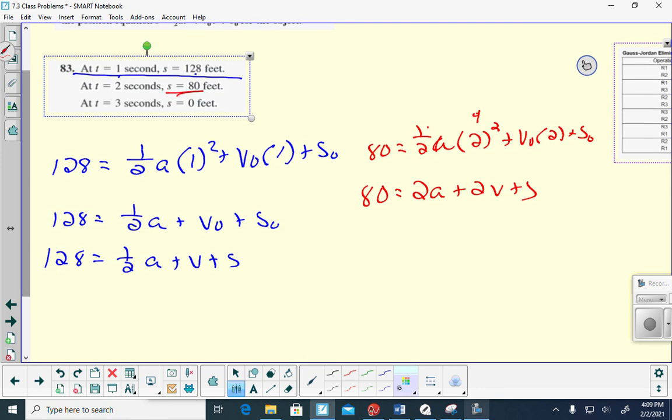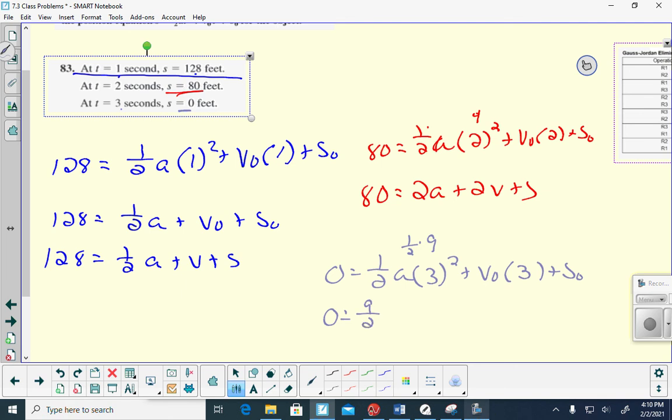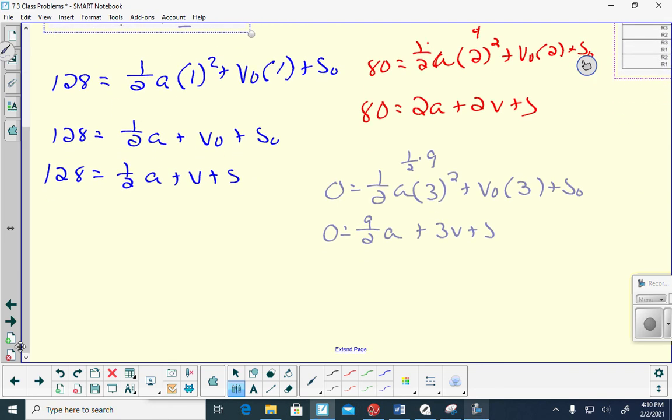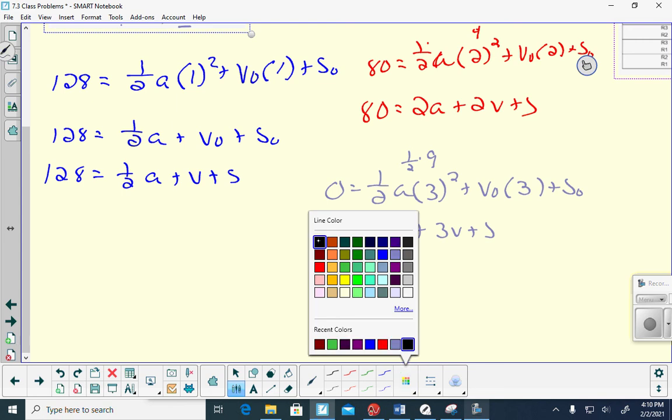And then my third equation, doing the same thing, my position is 0, is equal to 1/2 a. My t is 3 seconds, so I'm going to put 3 squared plus v sub 0 times t, which is 3, plus s sub 0. 3 squared is 9. 9 times 1/2, I'm going to write as 9 halves. You can write 4.5 if you want. Plus 3v plus s. Remember, I'm dropping my subscripts. And then you are used to having your variables first and your equations second, so I'm going to follow that pattern, and I'm going to write my three equations.